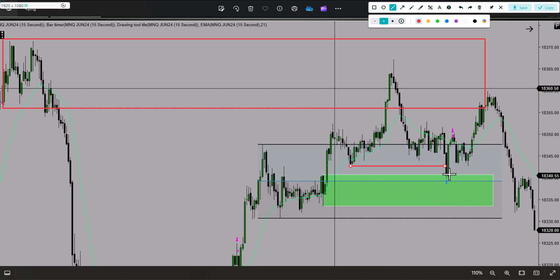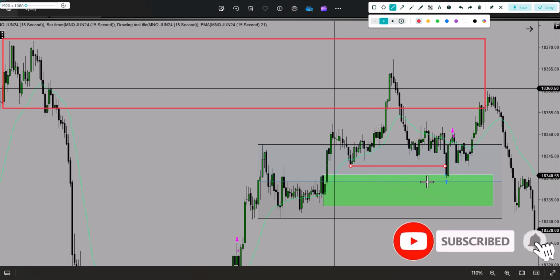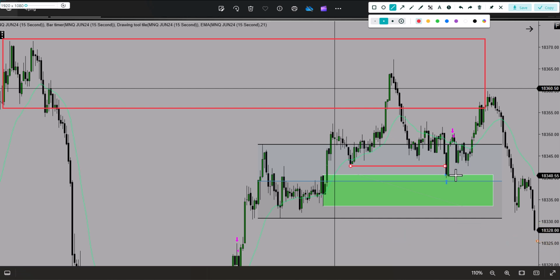So here, I entered from this zone. I could have entered from the 50% and we'd have missed the trade, but I didn't want to enter from the 50%. This was only 1 point difference between this zone and the 50%, so I didn't want to risk it, and as you can see, I was right. Price didn't tap into the 50%. And as you can see, this is like 3 candles, a 45-second TP.